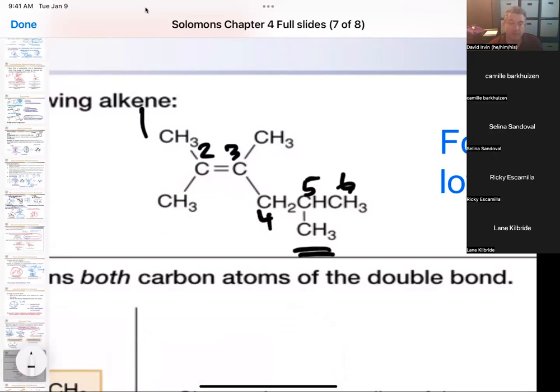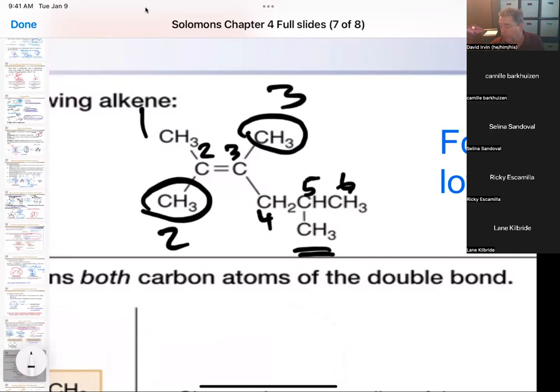This could also be 6. You're going to be the same number, but it's fine. Okay, now that means we have a methyl group on a 2, we have a methyl group on a 3, and we have a methyl group on a 5. Okay, so we have trimethyl. But how many carbons do we have in our main chain? We have 6. Okay, so that means we have hexa.